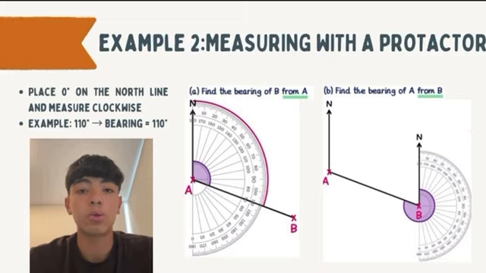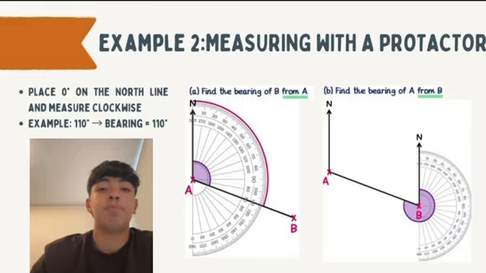Now let's see how to measure a bearing using a protractor. First, we place the protractor on the point and line up the 0 degrees mark with the north line. Then we rotate clockwise and read the angle where the line or object is pointing. That number is our bearing, and we write it with 3 digits. This method helps us to measure bearings accurately in any diagram.